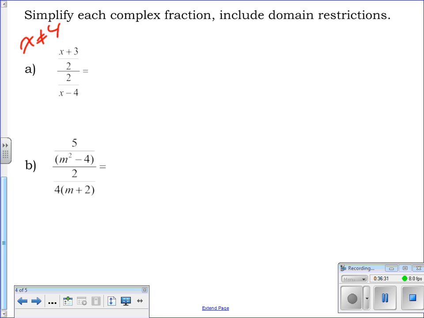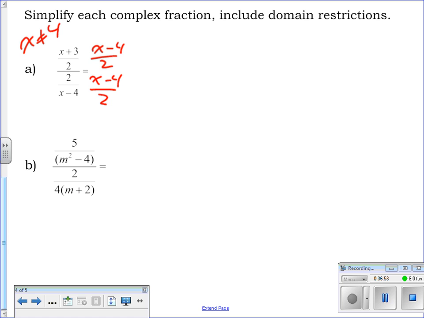So what do I multiply 2 over x minus 4 by to make 1? I multiply it by its reciprocal, x minus 4 over 2. And if I multiply the denominator by x minus 4 over 2, what do I need to do? Multiply the numerator by that.